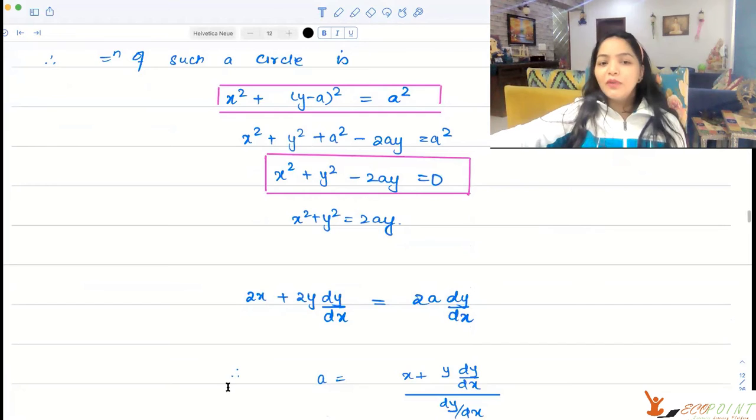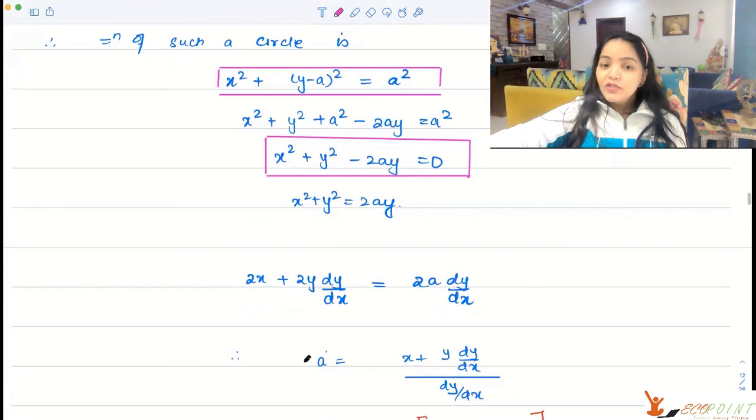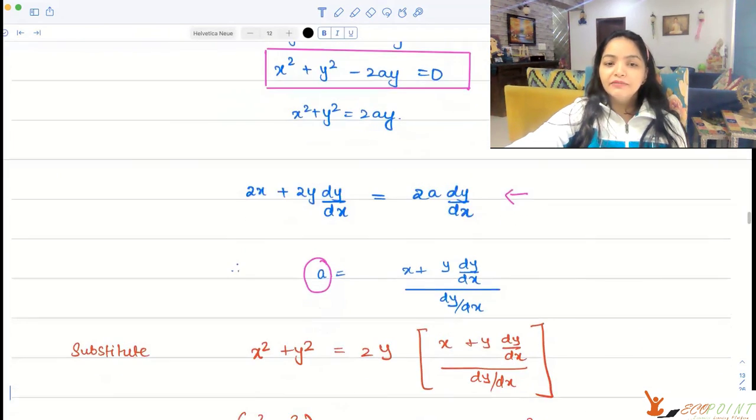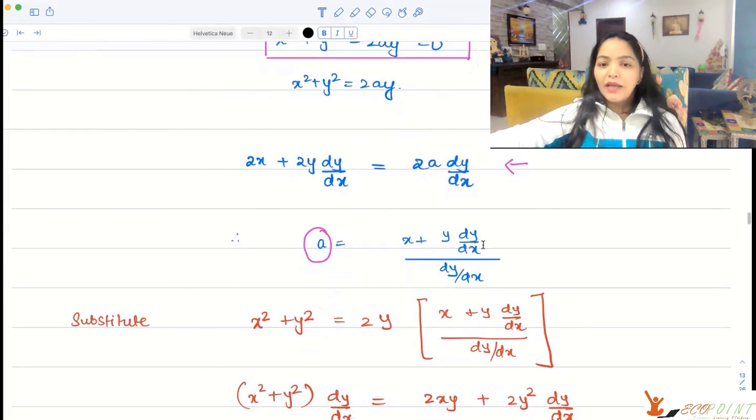So 2x plus 2y dy by dx equals 2a dy by dx. So you can find the value of a. Just make the substitution, you can find out the value of a, and you will know what is the differential equation being satisfied. So a is basically x plus y dy by dx upon dy by dx.